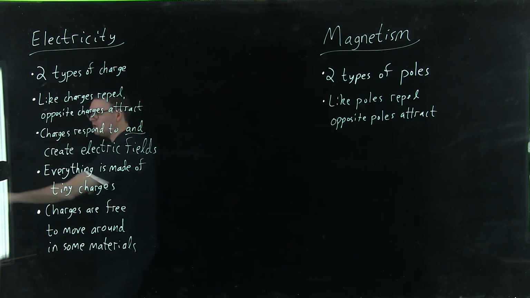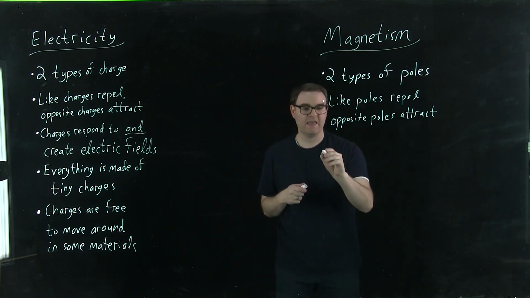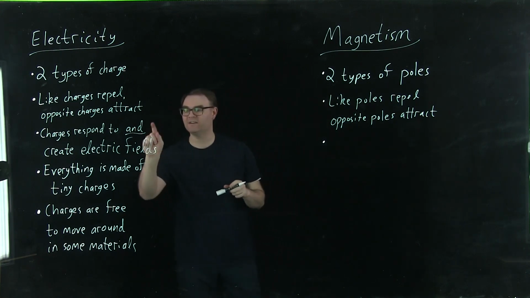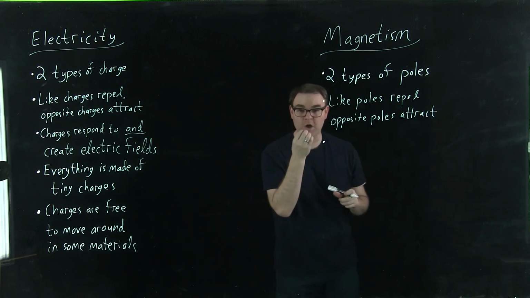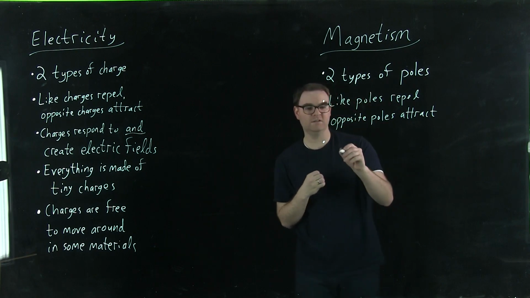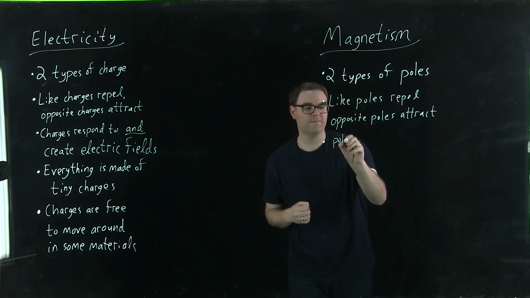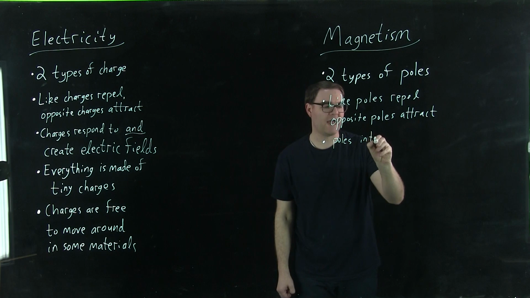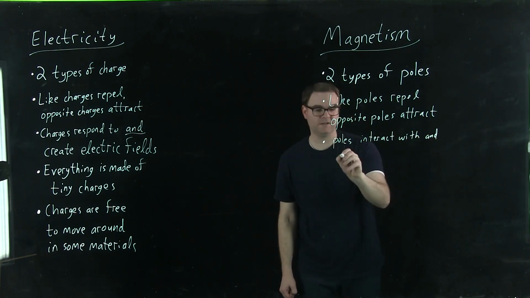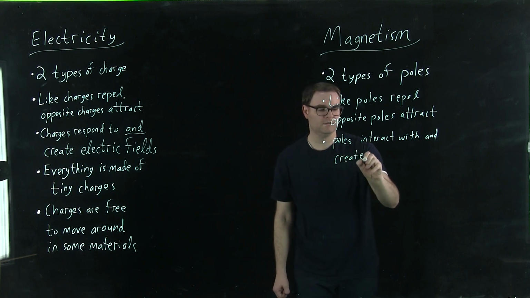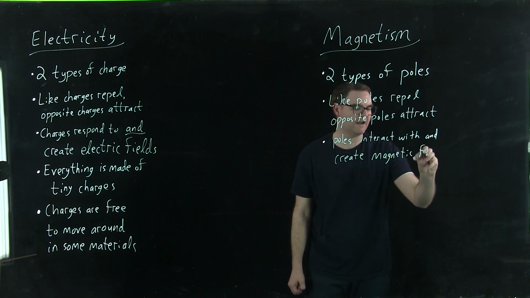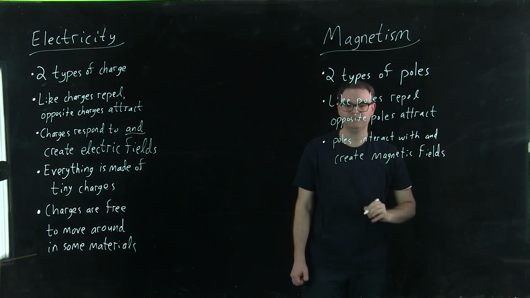And so what I'm going to take a guess at here is that rather than the magnetic poles interacting with electric fields, I'm going to suppose that there exists a parallel quantity called a magnetic field, and that poles interact with and create magnetic fields. So this is a new quantity that I'm trying to invent here.